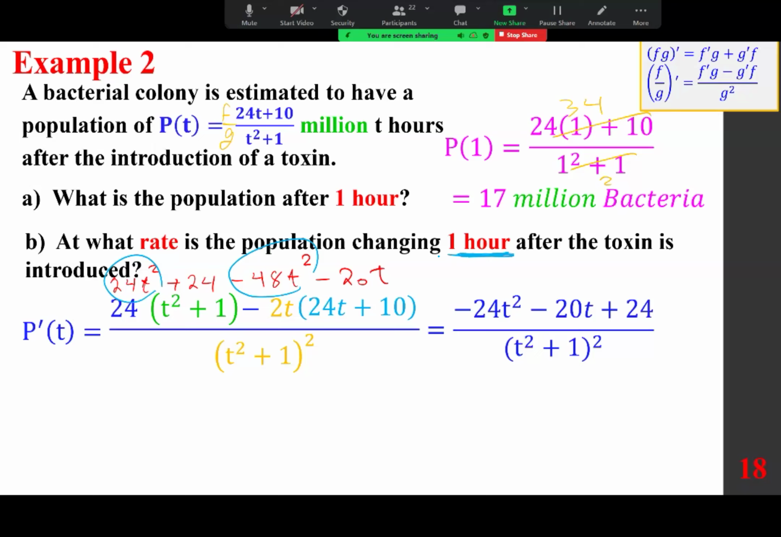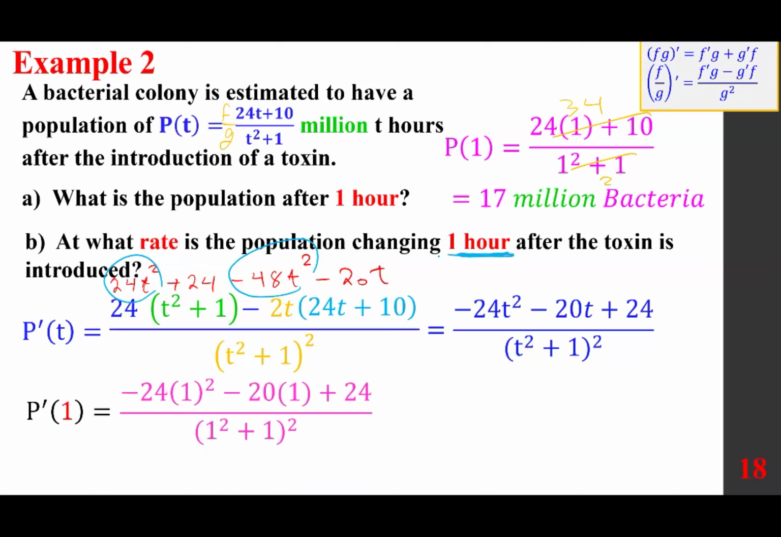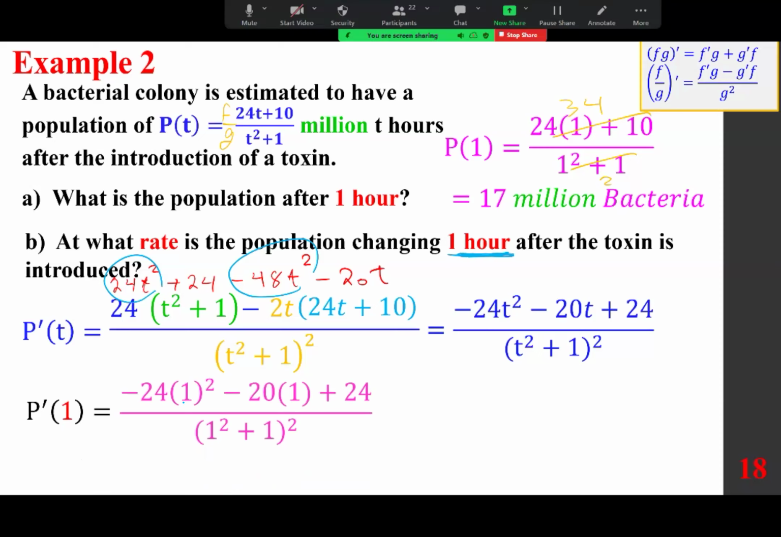We are going to replace the t with 1, everybody. P prime of 1. When we do that, we get negative 24 minus 20 plus 24. This is 1. And the numerator is simply minus 20. The denominator is 2 squared or 4.